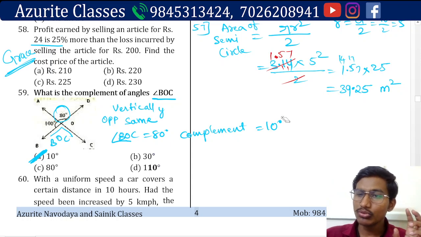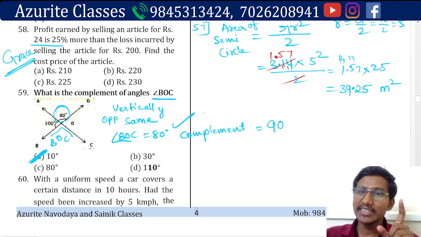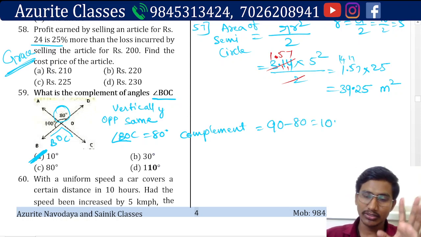That is, we know we have to subtract from 90, right? Complement means 90 minus this is 80, so 90 minus 80 will be 10 degrees. Okay, next, question 60. What is question 60 here?